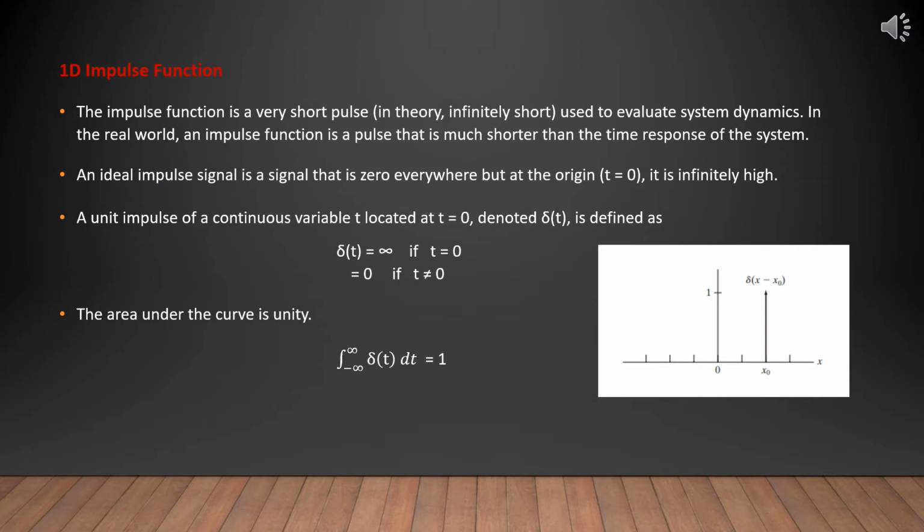Let us also discuss the continuous one-dimensional impulse function. It is denoted by the symbol del of t, where t is a continuous variable. Del of t is equal to infinity at t equal to 0, and for t not equal to 0, it is 0. Also, the integral from minus infinity to infinity of del of t dt will be equal to 1. As we see in the figure, it describes a discrete unit impulse signal at the point x0. The signal only lies at the point x0, and the remaining signal will be 0. At point x0 the signal will be 1.